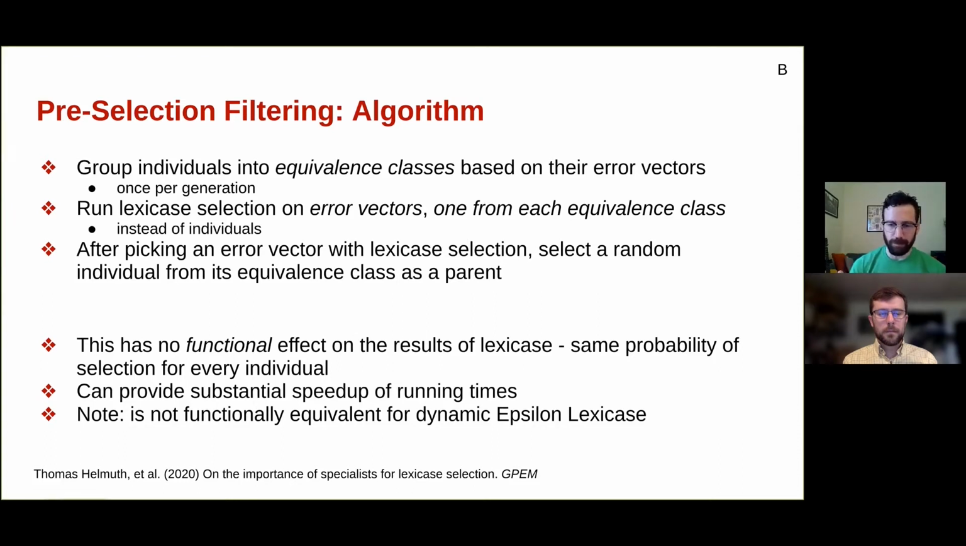But another point that we should note is that when you're using Lexicase selection or Epsilon Lexicase selection on floating point semantics, there are going to be fewer ties in general. And so this optimization trick of pre-selection filtering is really most effective when you're using the standard Lexicase selection algorithm.